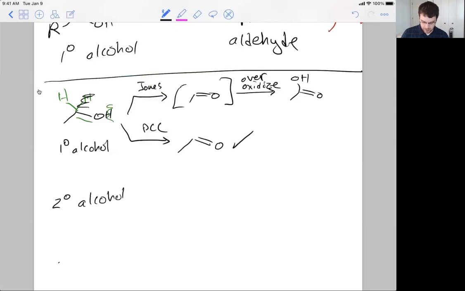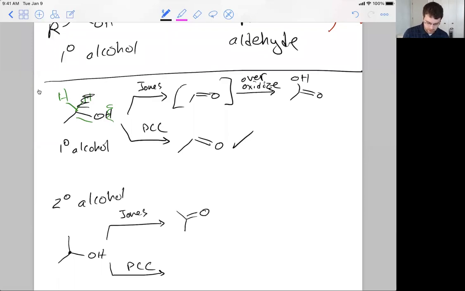Well, for a secondary alcohol, we're going to have two substituents attached to the carbon bearing the OH group. So here's my secondary alcohol. I'm going to use Jones and PCC. Now, in the case of both of these, we will oxidize the alcohol appropriately. If you want to draw that hydrogen, you could show the two hydrogens that are being lost in the double bond. We'll oxidize this alcohol to the corresponding, in this case, a ketone. Ketones have carbons on either side of the carbonyl. And we're done with PCC.